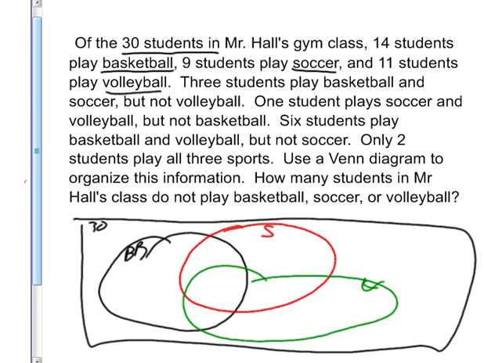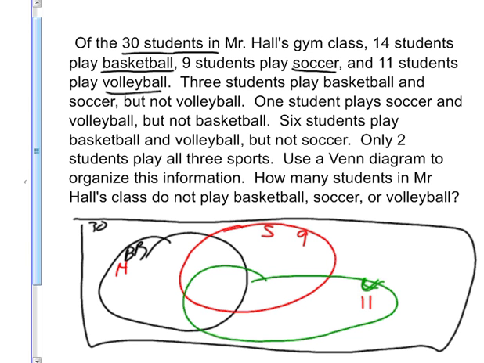Volleyball, V. All right, so how many students in each circle? Well, there are 14 students that play basketball, so we'll put a 14 here. There are 9 students that play soccer, and there are 11 students who play volleyball. So that's our starting point in each of the circles.